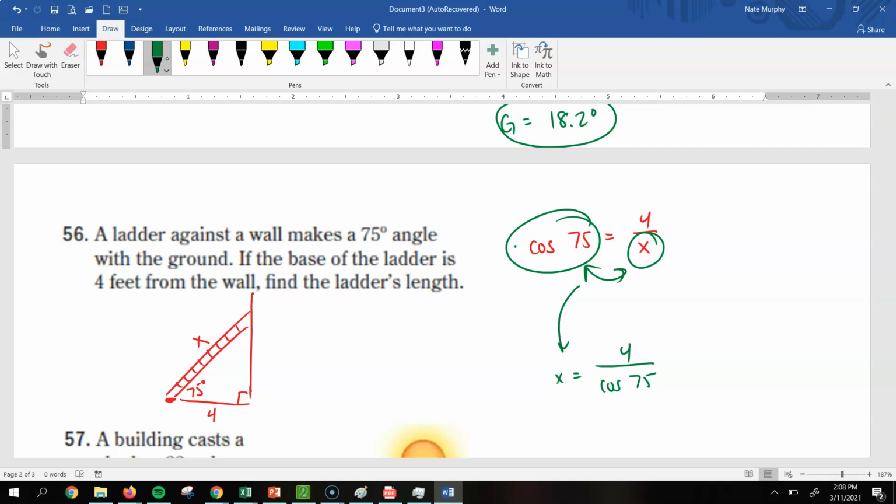But when you type that in your calculator, 4 divided by the cosine of 75, again, make sure your calculator's in degree mode, because if it's in radian mode from one of the previous ones, you're going to get the wrong answer. But we get 15.5 feet.